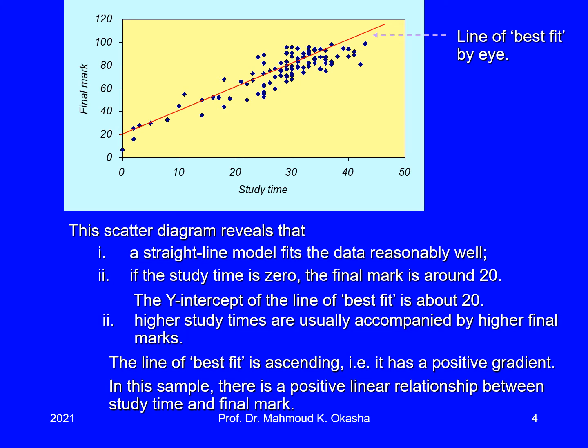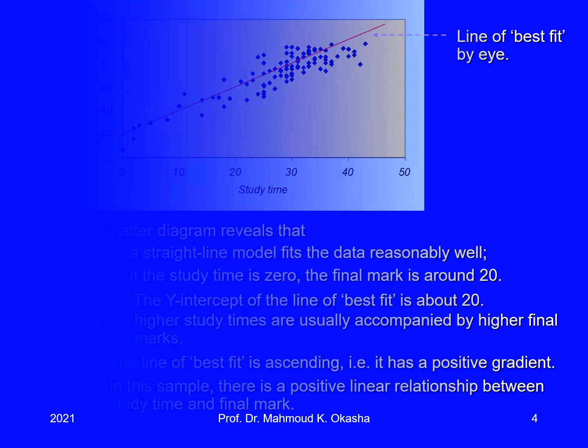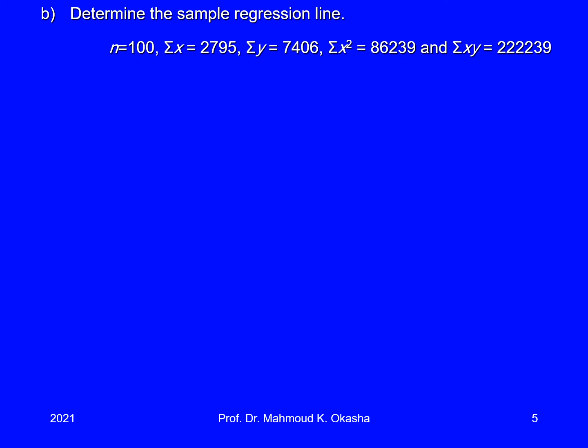In this sample, there is a positive linear relationship between study time and final mark. This is what we get from the scatter plot, actually, without estimating the simple linear regression model. Now we want to estimate the simple linear regression model. So we have the sample regression line, which we calculate like that, as we mentioned earlier.